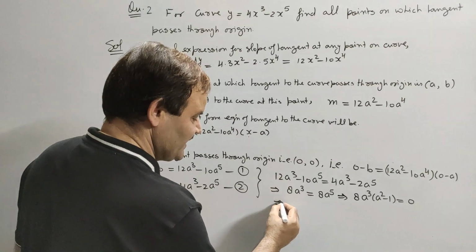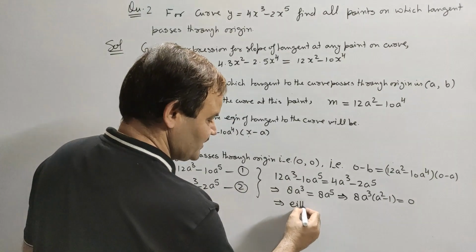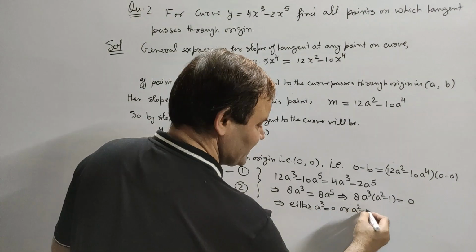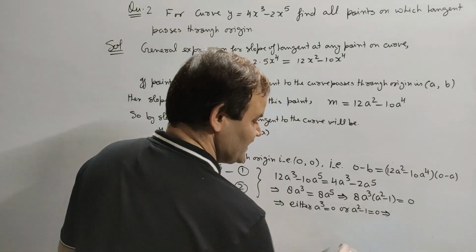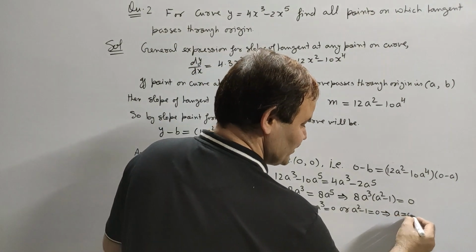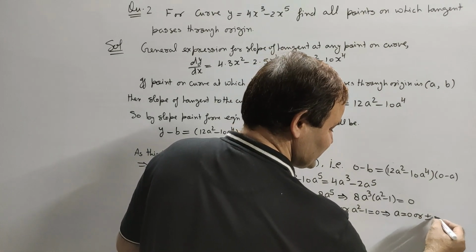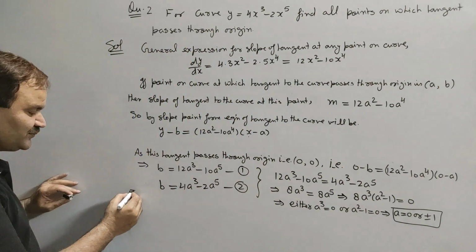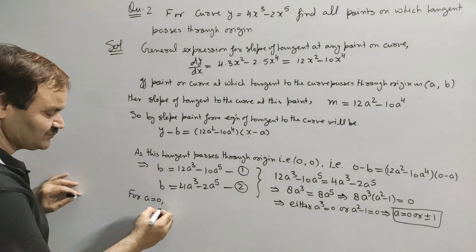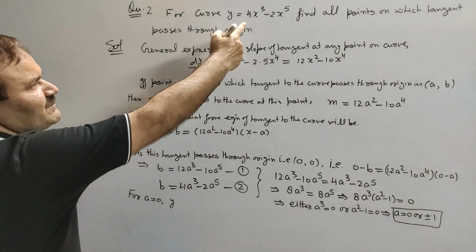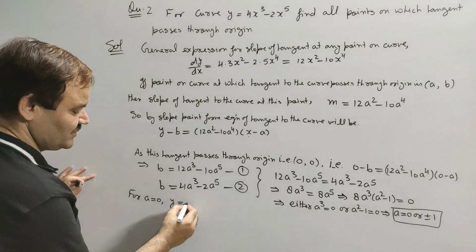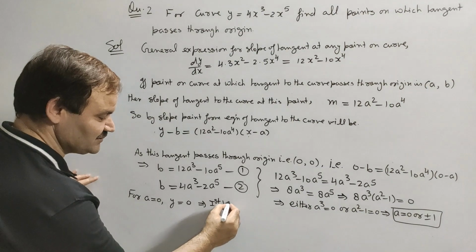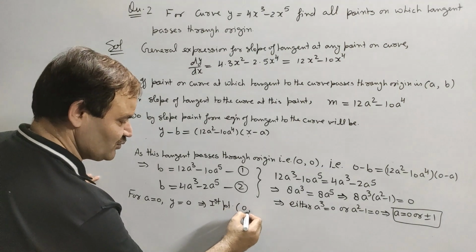and this implies either a cube is equal to 0 or a square minus 1 equal to 0, implies a is equal to 0 or plus minus 1. For a is equal to 0, y will be 0. It means first point will be 0, 0.